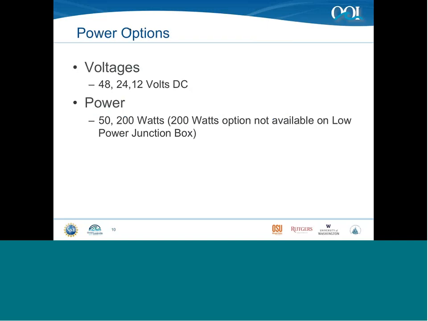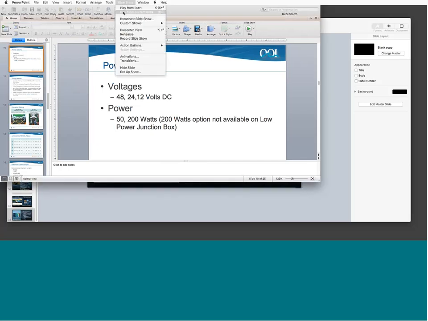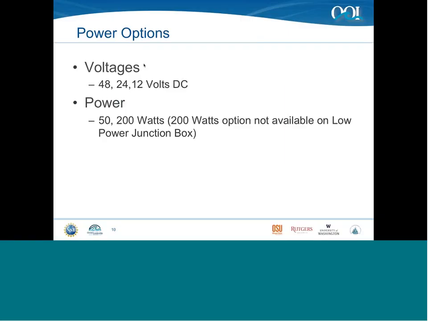So our standard voltages available over the instrument port are 48 volts, 24 volts, and 12 volts. Although you can talk to us if you have a custom requirement, and we'll see what we can do. Power, again, standard power at each port is either a 50-watt or a 200-watt converter. There's no 200-watt options available on low power junction boxes. Those are available on medium power junction boxes only.